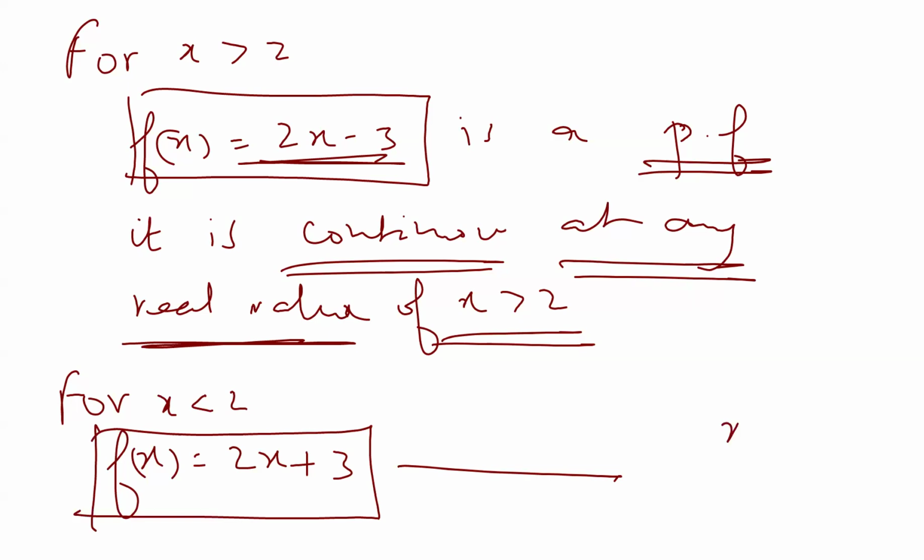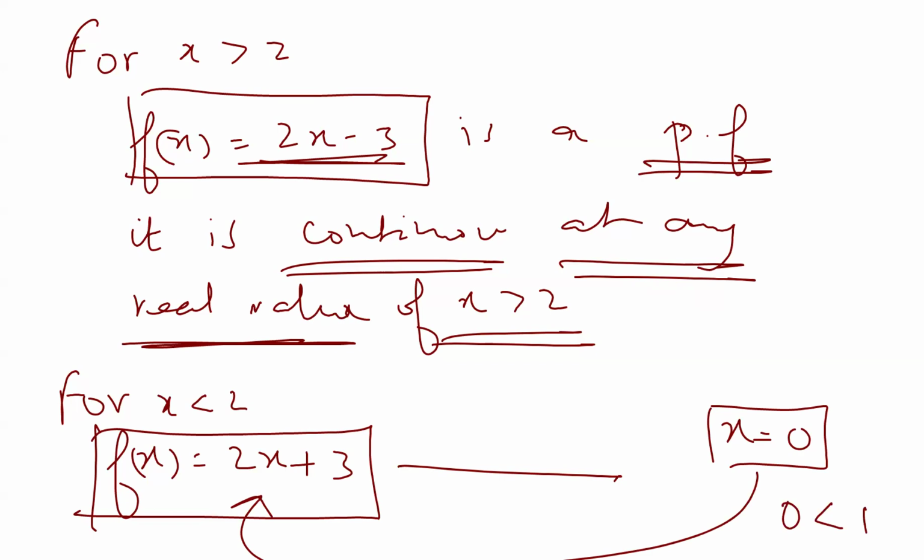For example, if x is equal to 0, the function will remain the same. It is not going to switch from one function to other function. And 0 is less than 2, and 0 is a real value. So it's continuous for x equal to any real value which is less than 2. So it is continuous for 1.9, 1.8, 1.7, 1.5, 1, 0.5, all values which are less than 2. So whenever the point is not given in the problem, this should be your solution.